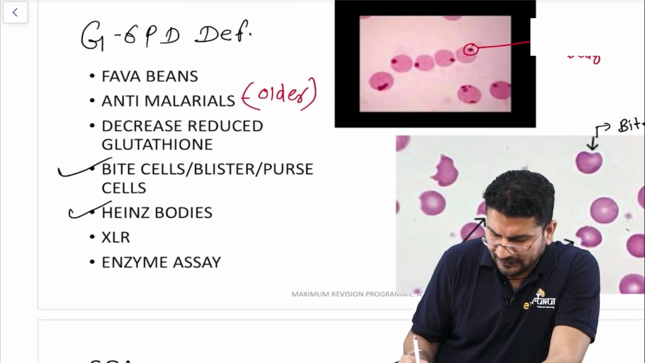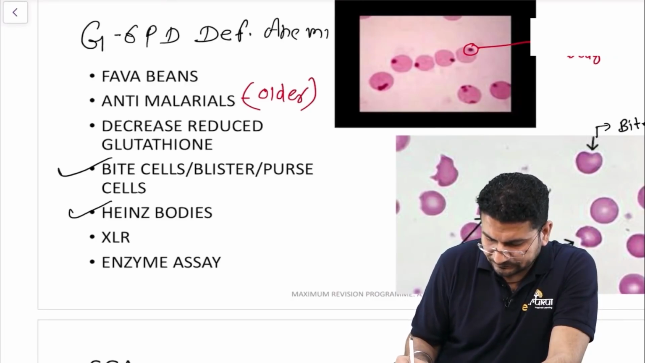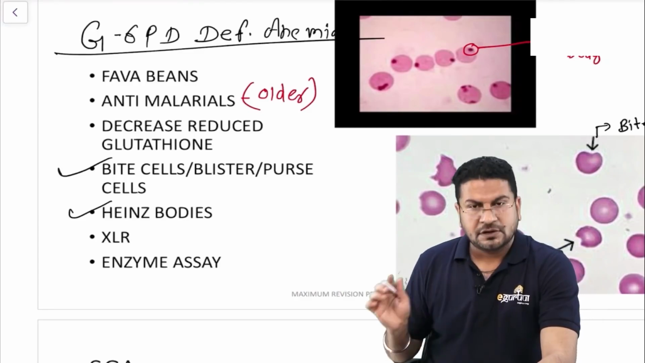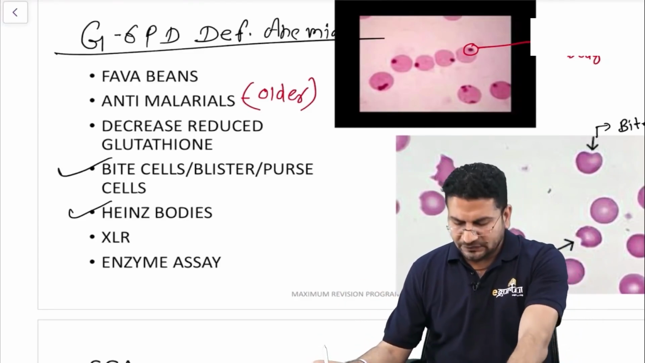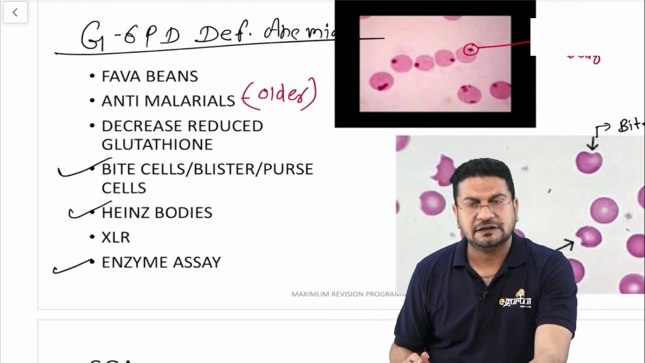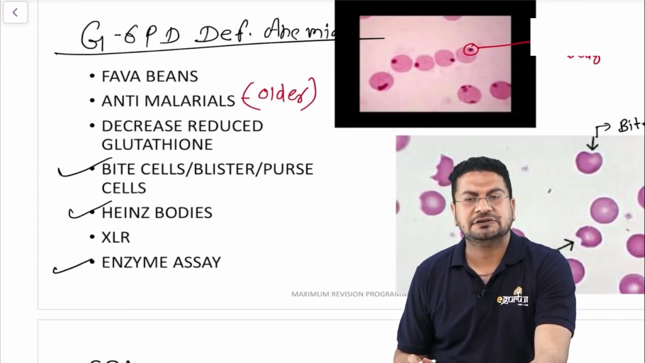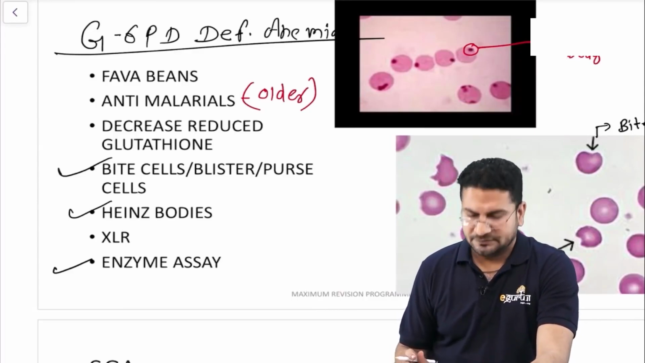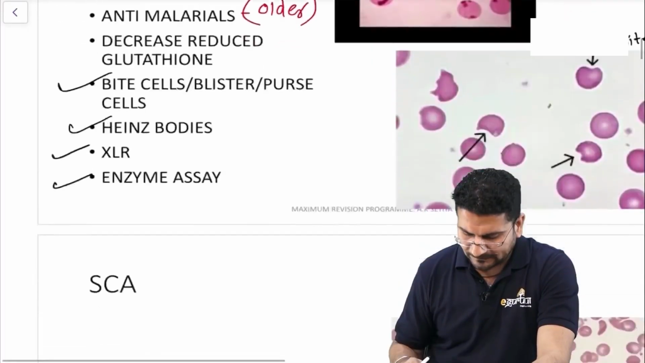Glucose 6-phosphate dehydrogenase deficiency anemia. If I ask how we can confirm the diagnosis, the best test is the enzyme test. This is an X-linked recessive condition, so you will see it mainly affects boys. Females are just carriers of the disease.